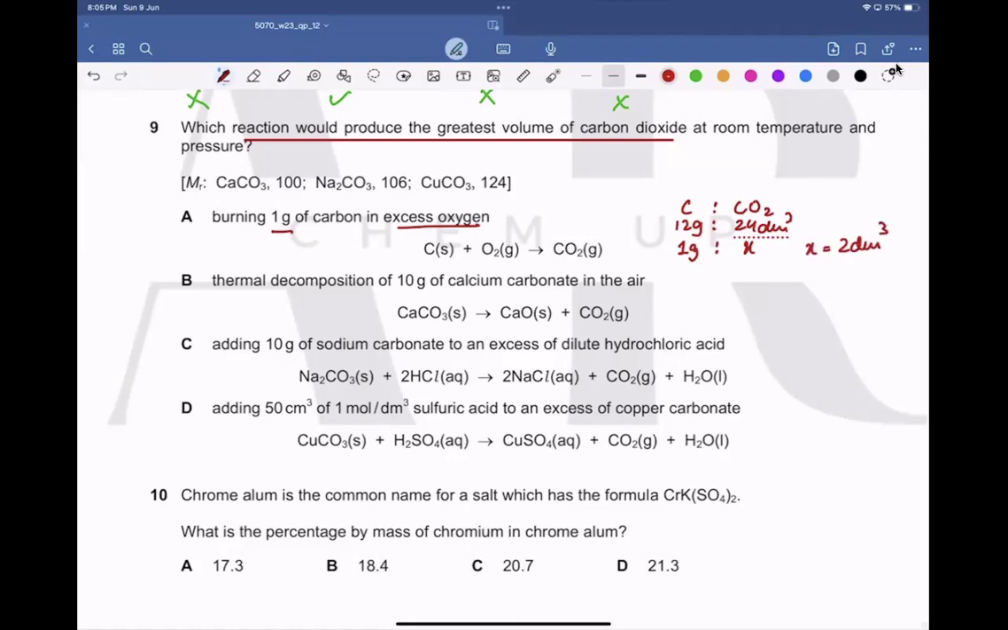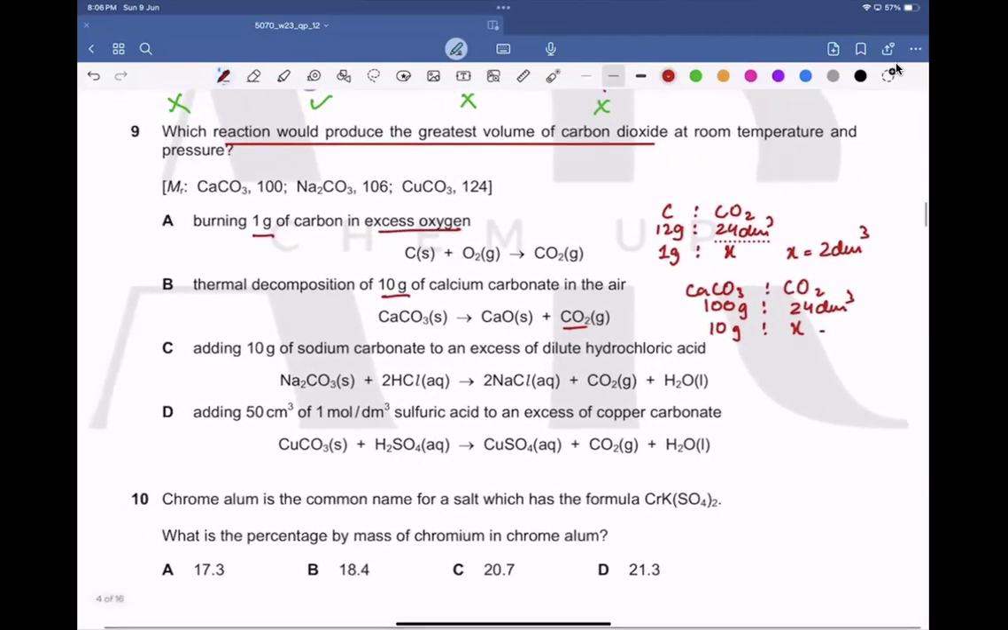Thank you, Zainab. Now, if you see over here, calcium carbonate goes to carbon dioxide. So 1 mole of carbon dioxide is forming, which means 24 decimeter cube of carbon dioxide is forming. How much with the 1 mole of calcium carbonate, whose MR is 100 grams? So 100 grams is producing 24 decimeter cube. So if 10 grams is there, then how much carbon dioxide would be produced? So you will calculate this.